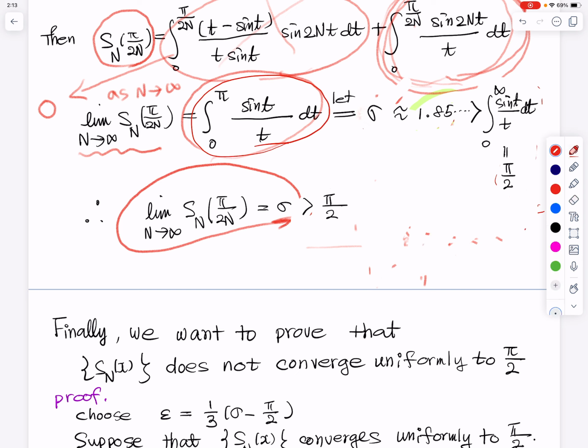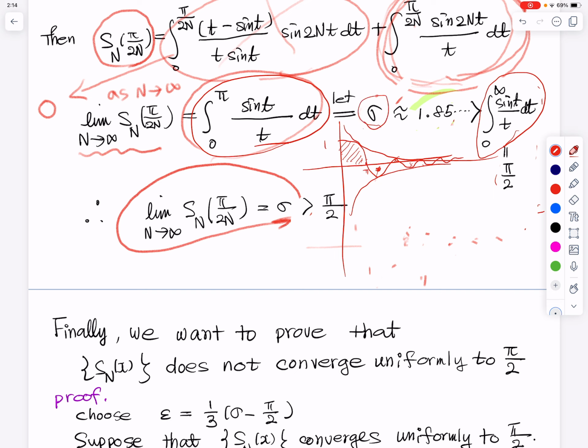I see. So this is exactly, let me draw a picture here. The graph is this one, with a pi. The area of this one is the integral from 0 to pi of sine t. This is negative, this is positive, negative, positive. Then you make a whole integral, 0 to infinity. So this area is bigger than this area, and this one plus this negative. So this sigma is actually greater than pi over 2. So that was correct.